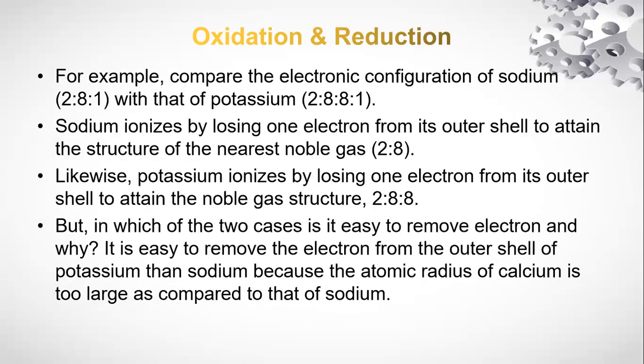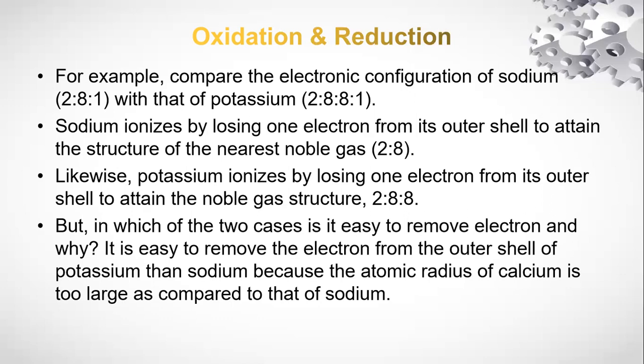Take an example comparing the electronic configuration of sodium, that is 2,8,1, with that of potassium, that is 2,8,8,1. Sodium ionizes by losing one electron from its outermost shell to attain the structure of the nearest noble gas, that is 2,8. Likewise, potassium also ionizes by losing one electron from its outermost shell to attain the noble gas structure, that is 2,8,8. But in which of the two cases is it easier to remove the electron, and why?